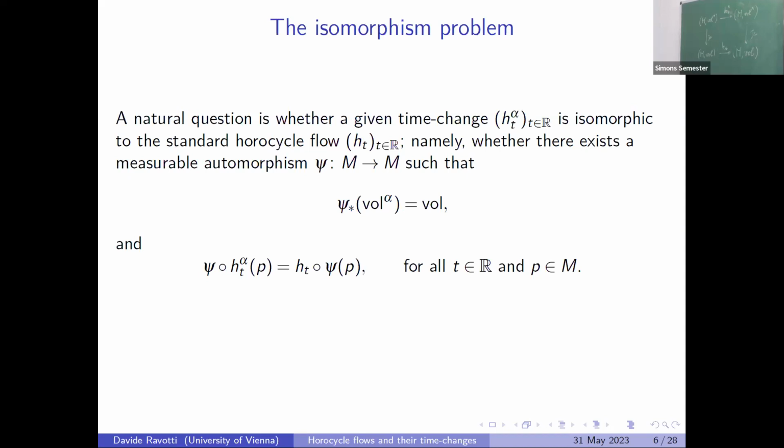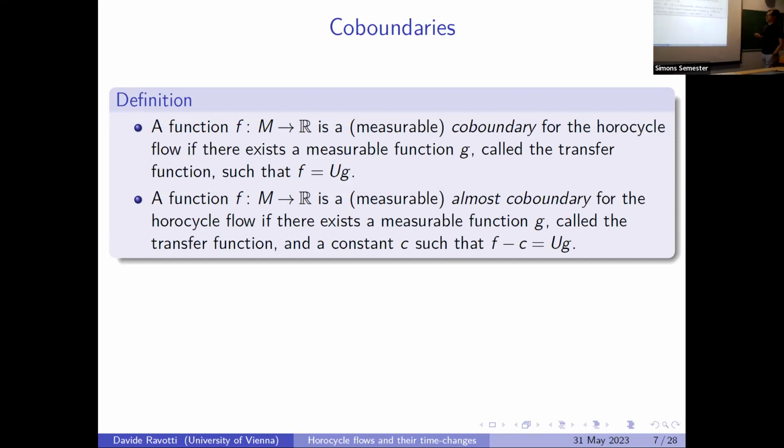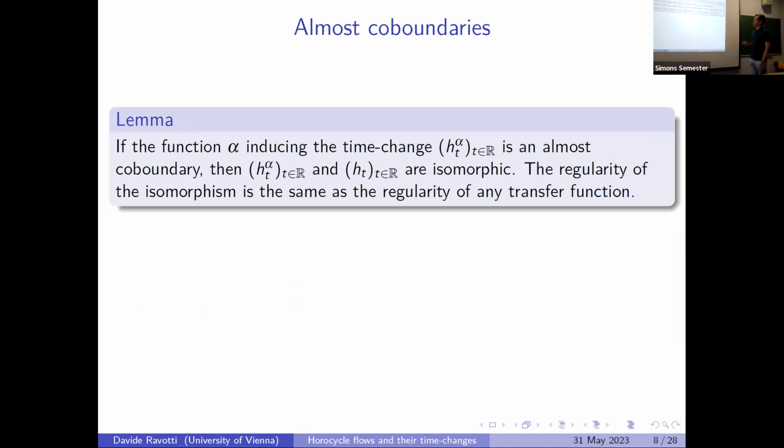So last time we reminded ourselves of the notion of coboundaries. Namely, coboundaries are functions that can be written as a derivative of some other function in the direction of the flow. So a coboundary for the Horocycle flow is a derivative of some other function in the direction of the Horocycle flow. An almost coboundary, or a function homologous to a constant, is a function that differs from a coboundary by a constant. And last time we proved that if the function alpha that induces the time change H alpha is an almost coboundary, then the time change is isomorphic to the unperturbed Horocycle flow.